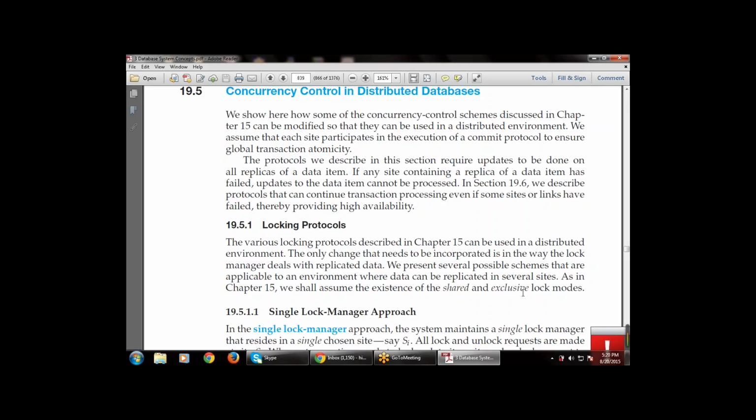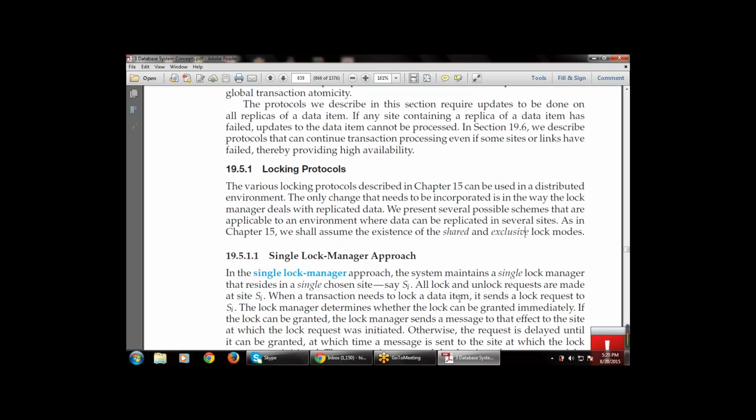The first approach that is used is the single lock manager protocol, where only a single lock manager is available. The system maintains a single lock manager that resides in a single chosen site, say Si. All the lock and unlock requests are made at the site Si.